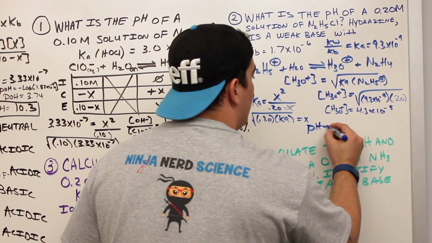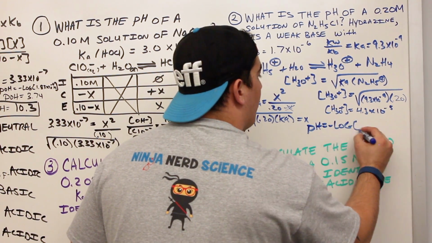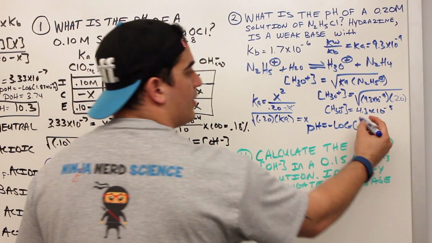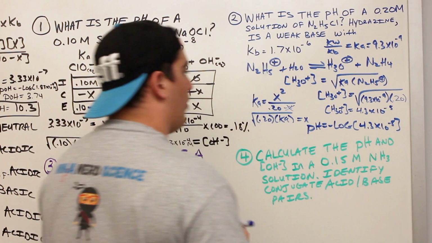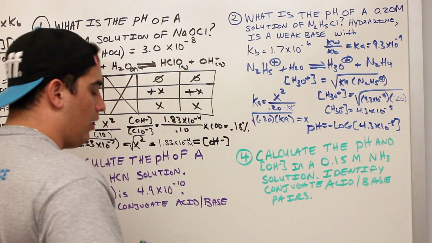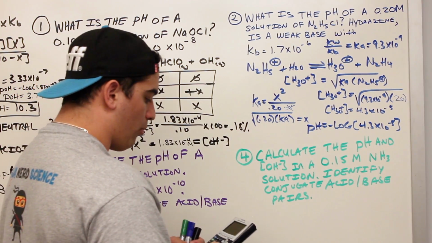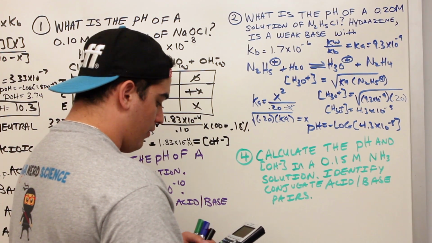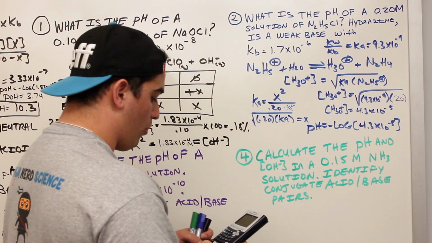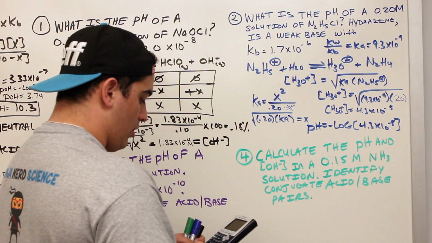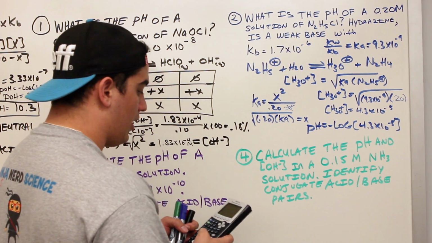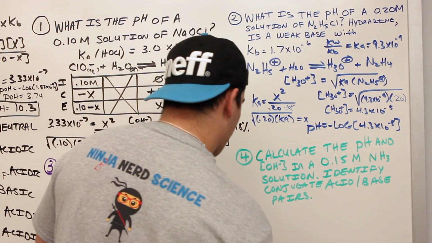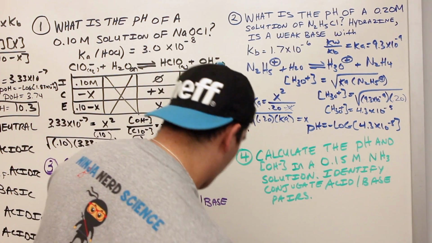So pH is the negative log of the hydronium ion concentration, which is 4.3 times 10 to the negative 5. We're going to get somewhere in between 5 and 4, so it's probably going to be like 4 point something. Let's check this out. Negative log of 4.3 times 10 to the negative 5, guys, and we get 4.4. Okay, we're going to say 4.4 here.